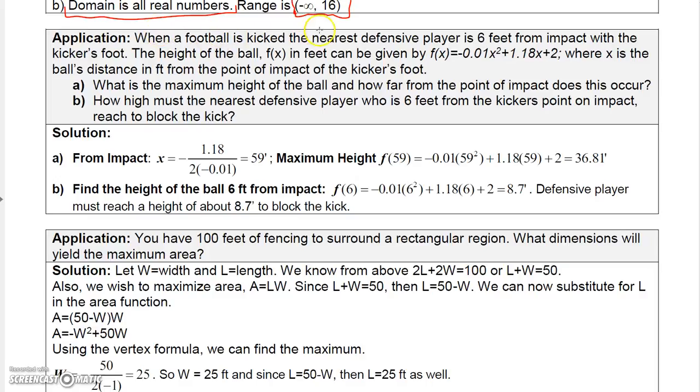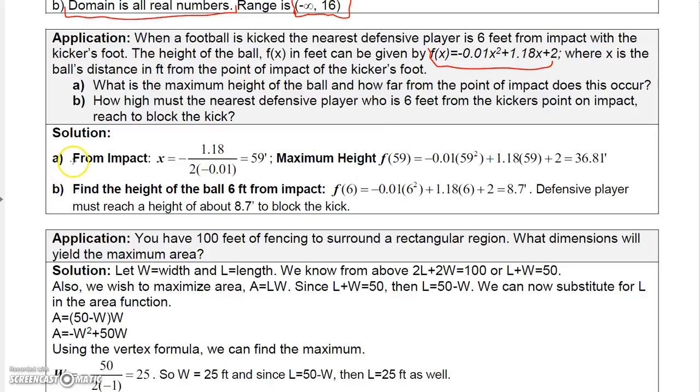It says when a football is kicked, the nearest defensive player is 6 feet from impact with the kicker's foot. The height of the ball, f of x in feet, can be given by this function, where x is the ball's distance in feet from the point of impact of the kicker's foot. What's the maximum height of the ball, and how far from the point of impact does this occur?